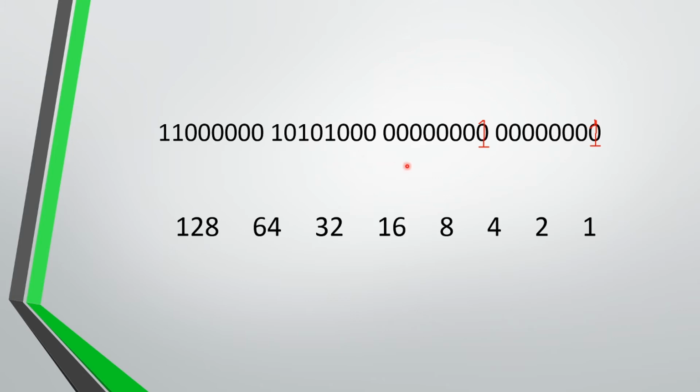I did actually realise that I made a few errors here. These are supposed to be ones, not zeros, so just bear that in mind. What we need to add up here is 11000000 and so on, and this will make up the first octet in our IPv4 address. If we reference down here, this one is 128, plus this one, that's 64. So 128 plus 64 equals 192.